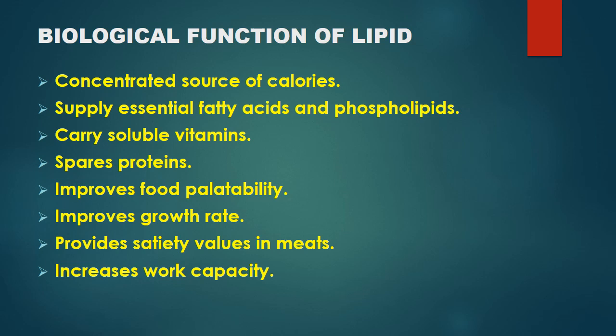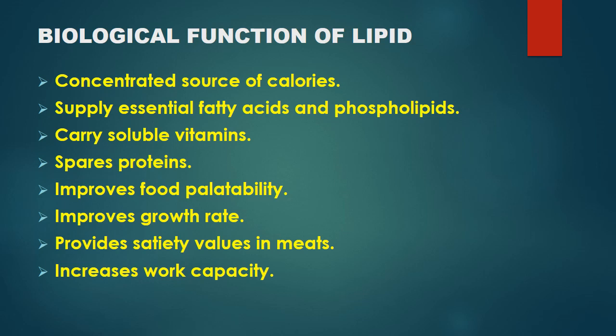Then it carries fat-soluble vitamins. Many vitamins are fat soluble: A, D, E, K. They come through lipids when we consume any fat-containing food. Then it spares protein. If lipid is there, it serves as the source of energy as a second step after carbohydrate. But if there is no lipid, then proteins will be broken down for energy, and the body's essential requirement of proteins will not be fulfilled. We daily need some amount of protein which has to be supplied from food. If the food does not have sufficient energy, then proteins will be used for energy purposes.